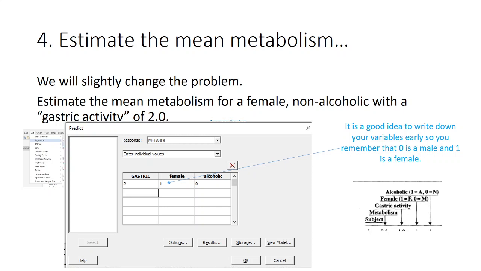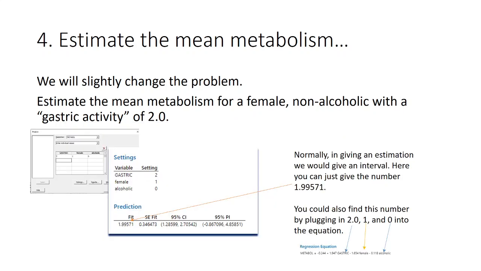Now, female and alcoholic are both categorical variables. We made them 0 and 1 to sort of hide them as numeric values. You just have to remember what 1 and 0 were, which were male and female. So it's a good idea to write down your variables early. So 0 is a male and 1 is a female. You can even go back to how the variables were defined on that handout on the PDF worksheet. Also, an alcoholic is a 1, and so since we have a non-alcoholic, we'll put a 0 there.